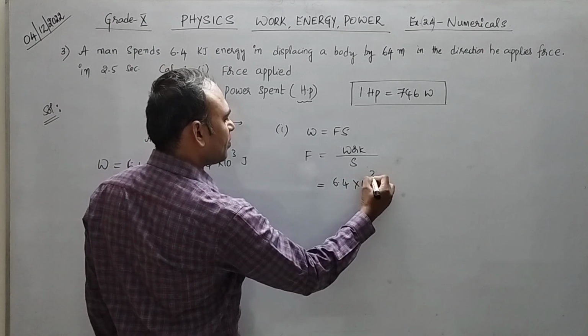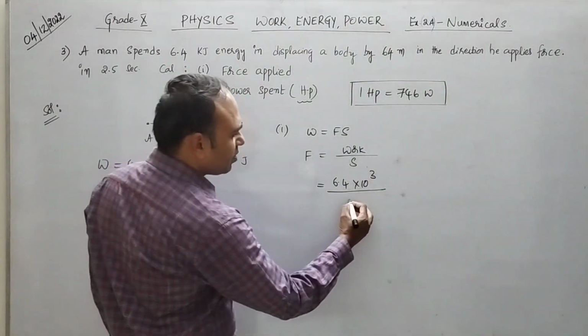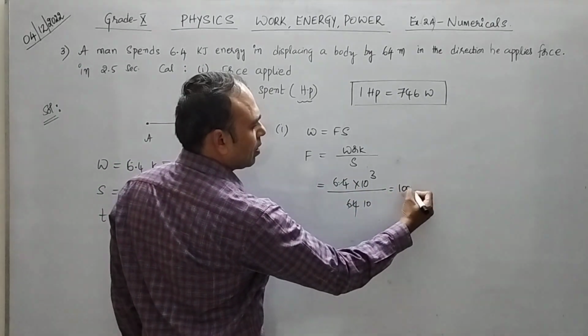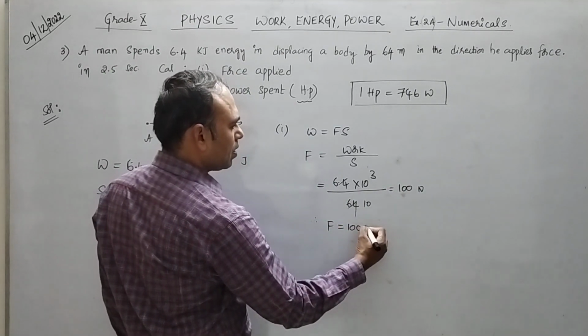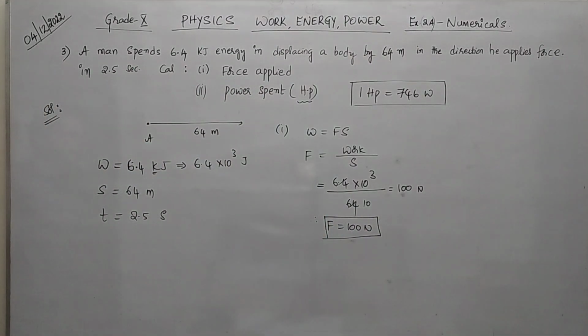6.4 into 10 to the power of 3, and the displacement, how much we got, that is 64 meters. So 1 and 10, nothing but 10 square, it's 100 Newton. Therefore the force is 100 Newton. Fine. Now the first one is done.